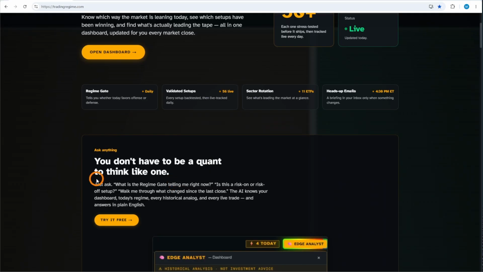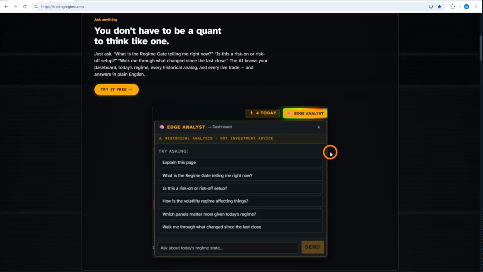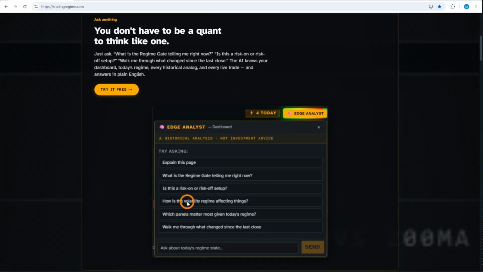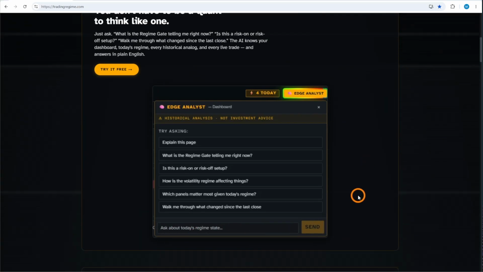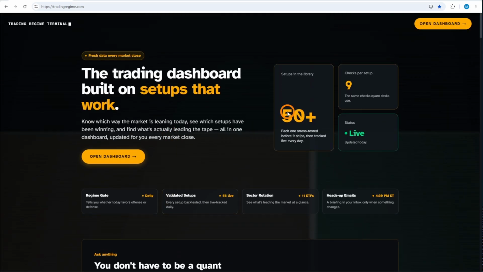You don't have to be a quant to think like one. That's kind of the main premise that I wanted to build this site on. We have a new update, which is an Edge Analyst. It's AI infused into the website, so you can go here, and I think you have up to like 100 uses per month to ask it anything on any page. It's trained on the material provided, so it can give you some really great answers. These are just the starter questions, but you can type your own question in here and hit send and it'll give you a legitimate answer. But let's go to the dashboard and I'll show you how you can use this to your benefit.